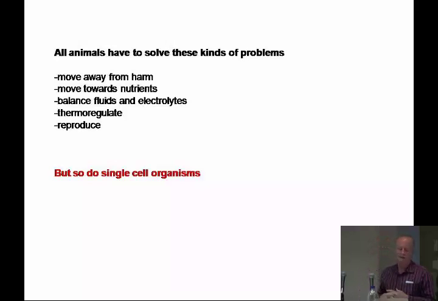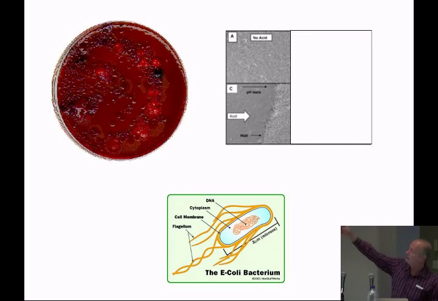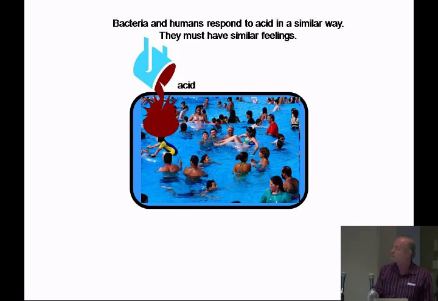So all animals have the ability to solve these problems. Move away from harm, move towards nutrients, balance fluids and electrolytes, thermoregulate, and reproduce. But also single cells do. So here's bacteria living in a petri dish in the lab, and on the top they're just dispersed. You squirt acid in the petri dish, they all move to one side. People in a swimming pool, put acid in, they all move to one side. So are the bacteria afraid of the acid? And if not, are people afraid of the acid? Probably people are afraid when they find out there's acid in there, but if they start feeling something burning, they're going to start to move away from it before they know it's acid. Part of life is being able to detect and respond to danger, whether you're a single-cell organism or a human.